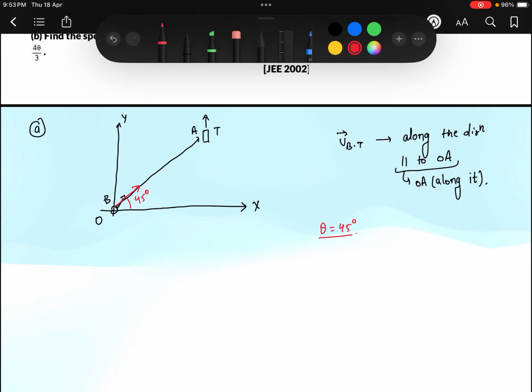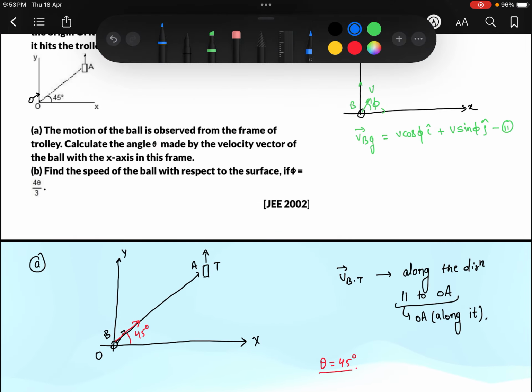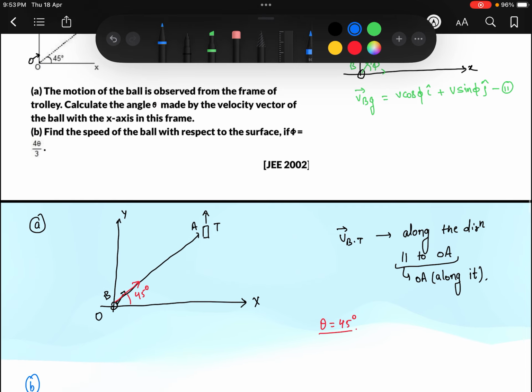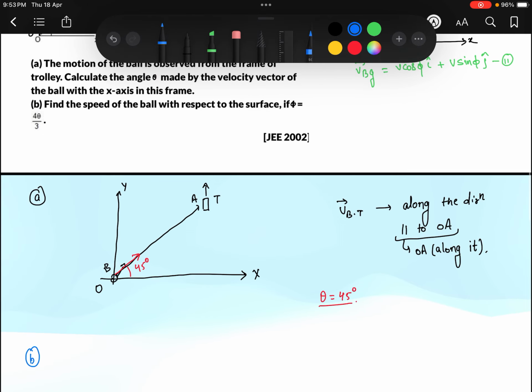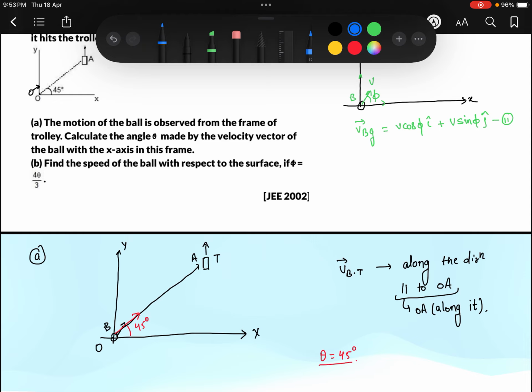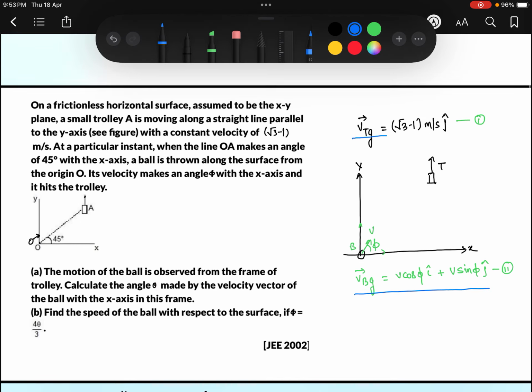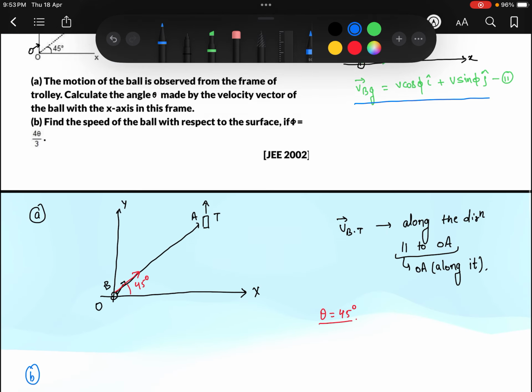Now coming to the next, the B part. What is asked in the B part: find the speed of the ball with respect to the surface. That means in the ground frame we have to calculate the speed of this ball, if phi is equal to 4 theta by 3. We have calculated the velocity of the ball with respect to ground and the velocity of this trolley with respect to ground. So let us pause.